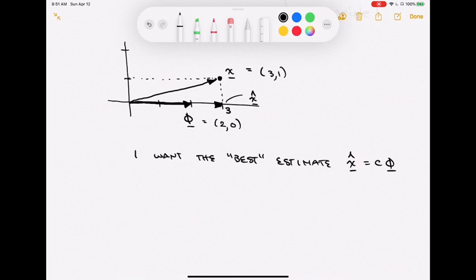I just want to make sure that the math works out. So the estimate here should be 3, 0, which should be some c times phi, which in this case had better be 3/2 times phi, which would then give me this 3, 0. We can see that graphically. That's the one that's going to cause those to be at right angles. That's the one that's going to give me the best. Let's make sure that the math we got works out.